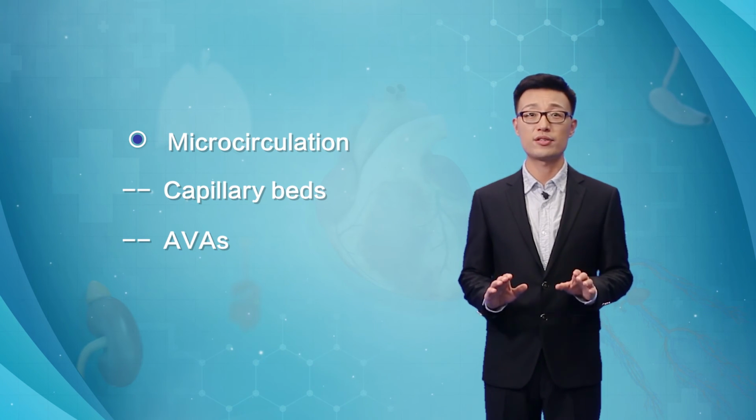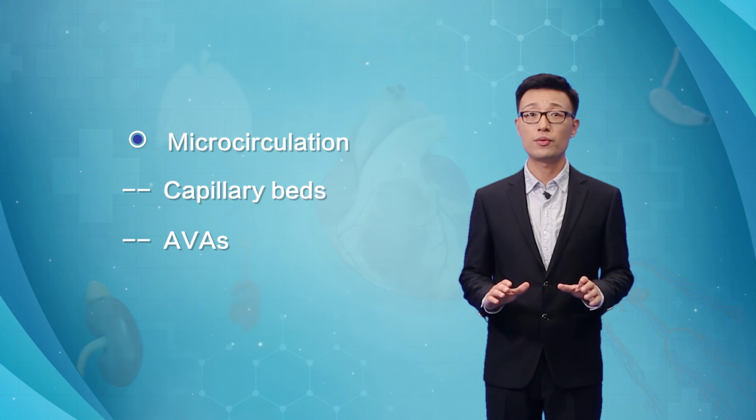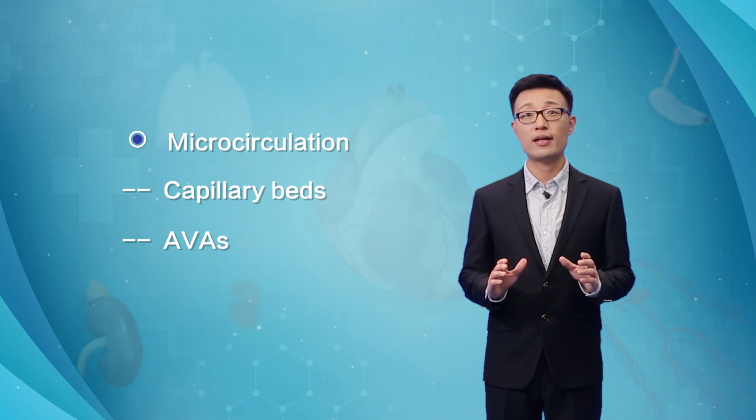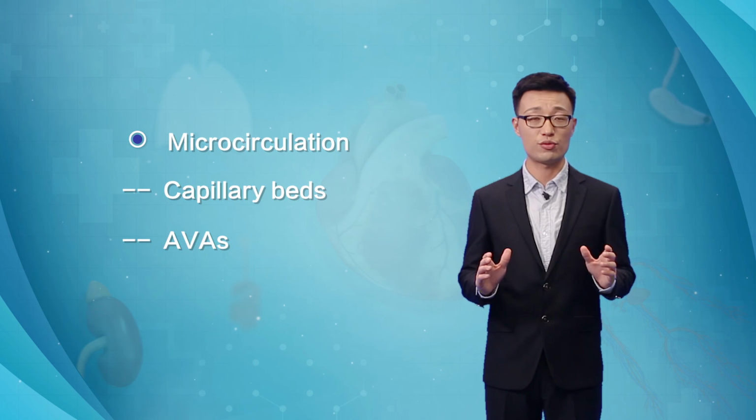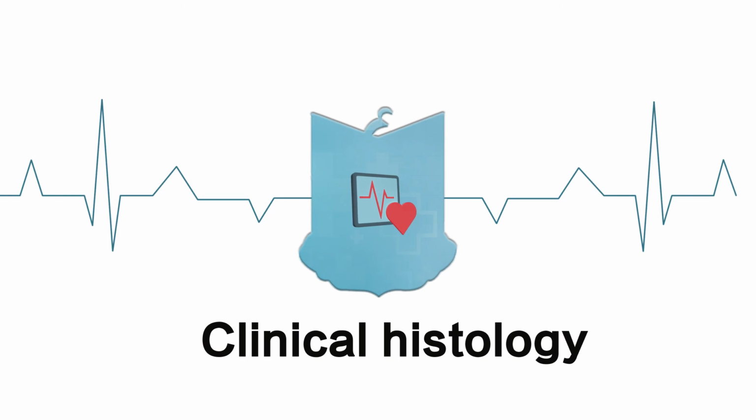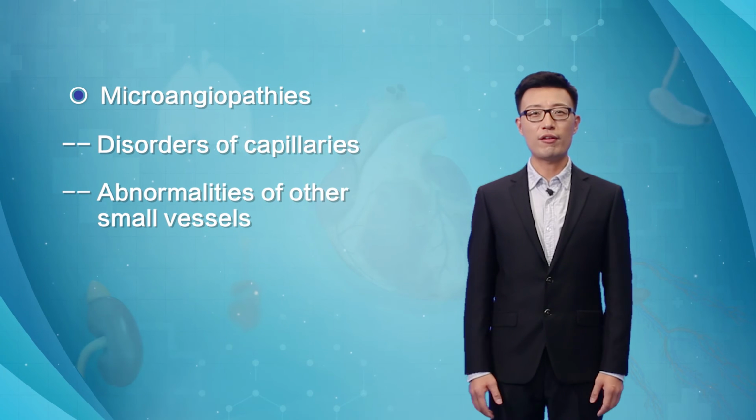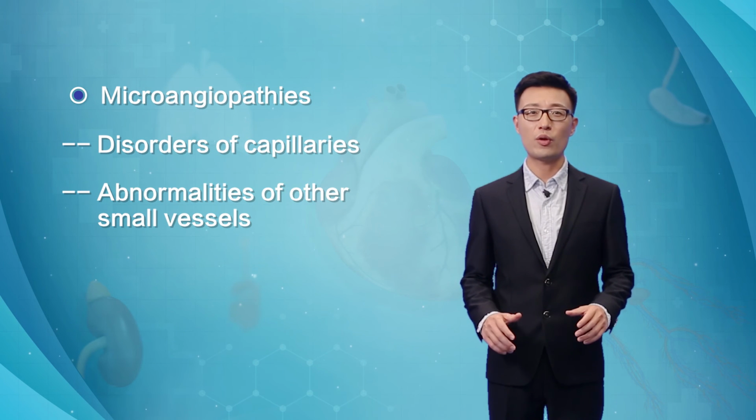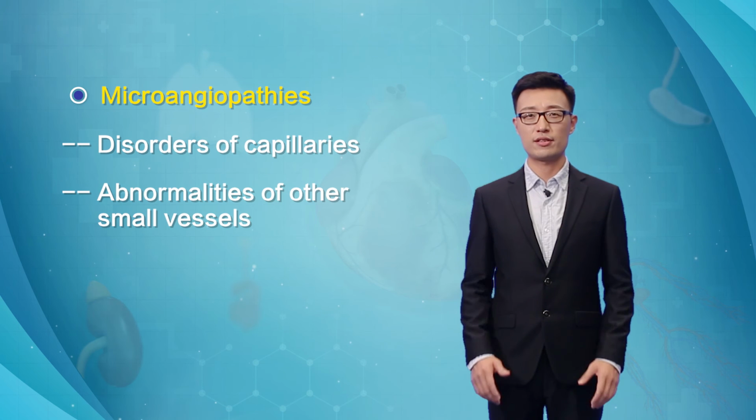Capillary beds and AVAs are an important part of microcirculation, which involves blood vessels with diameters less than 100 micrometers and are responsible for the orchestration between circulating blood and the surrounding tissues. The disorders of capillaries, together with the abnormalities of other small vessels, are called microangiopathies.